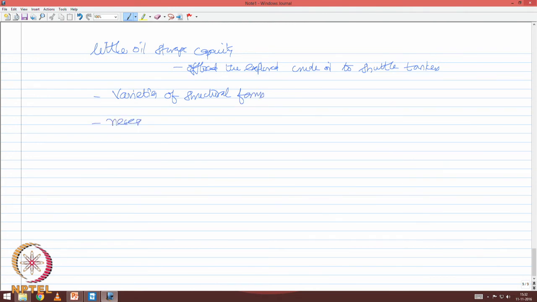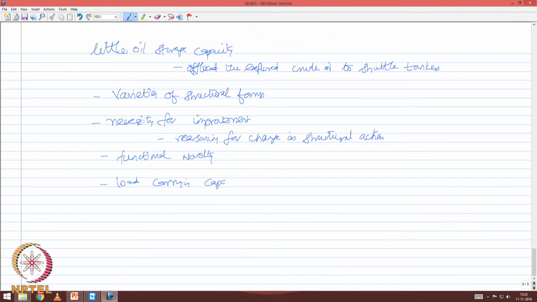Their necessity for improvement, reasoning for change in structural action, their functional novelty, their load carrying capacity, their recentering capacity, their lead time for commissioning, and time for decommissioning.